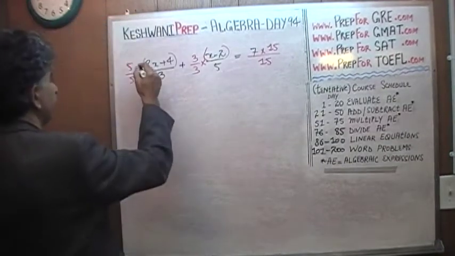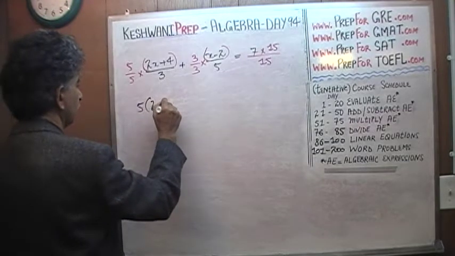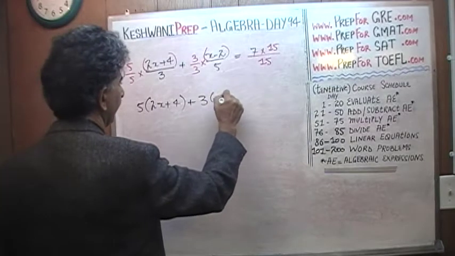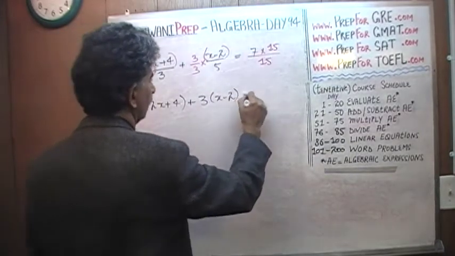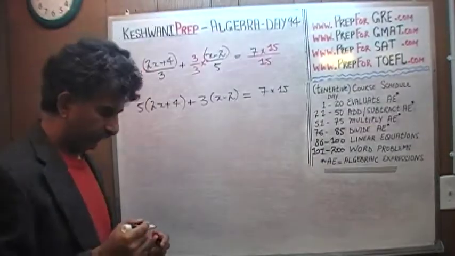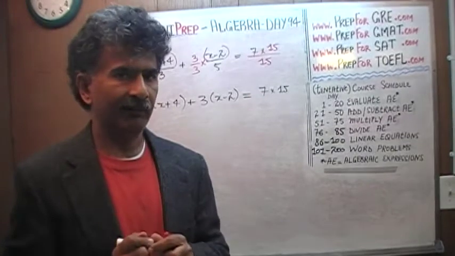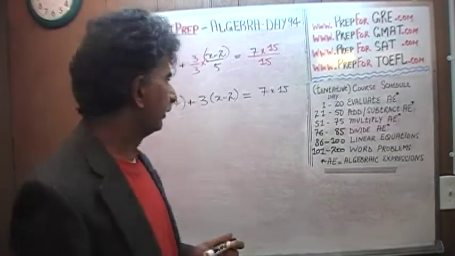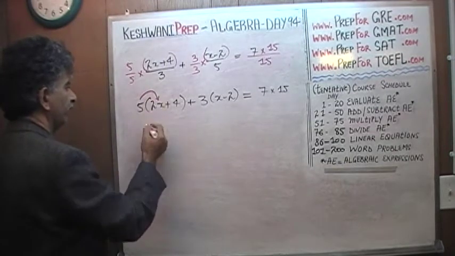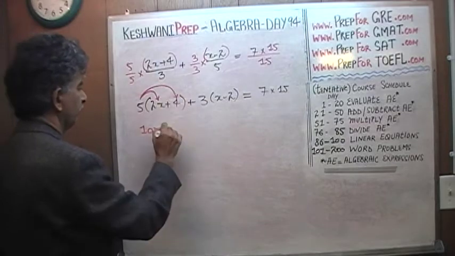So what we have here is 5 times (2x plus 4) plus 3 times (x minus 2). We are told that equals 7 times 15. Don't waste your time trying to multiply what 7 times 15 is. We'll do it at the end if we have to. If we don't have to, we won't do it. Now we have to open the parentheses. 5 times 2x is 10x. 5 times positive 4 is positive 20.